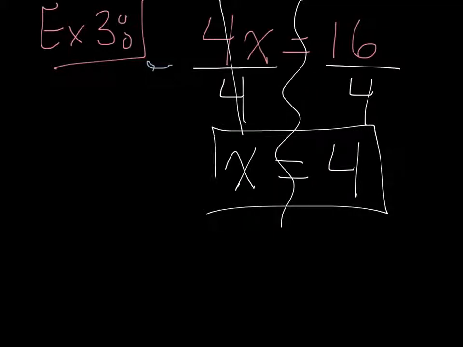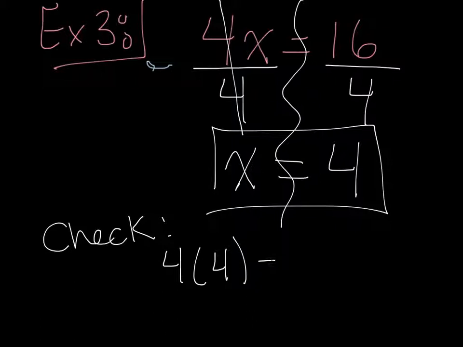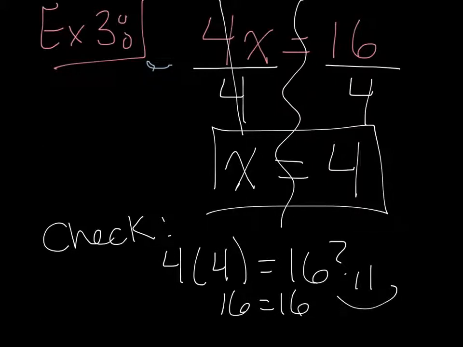So there's my answer. Again, next thing I need to do is go back and check. So I plug into the original equation. I find out, does 4 times 4 actually equal 16? And the answer is yes. 16 is equal to 16. My equation's now balanced. I found the unknown.